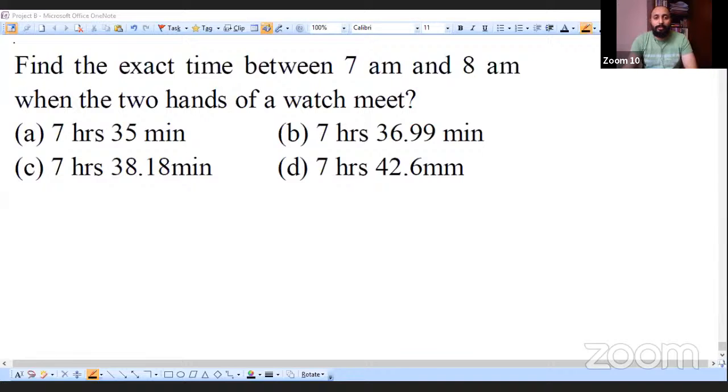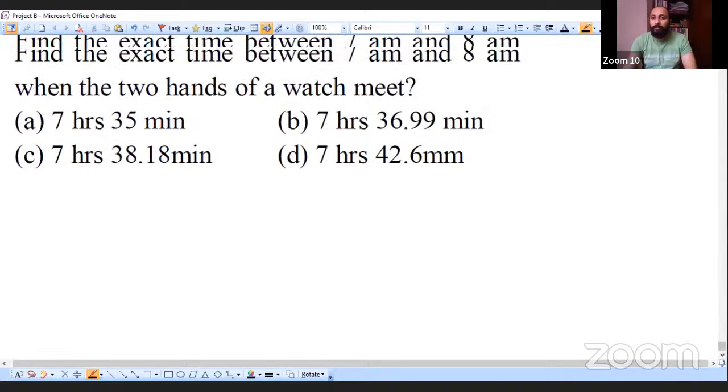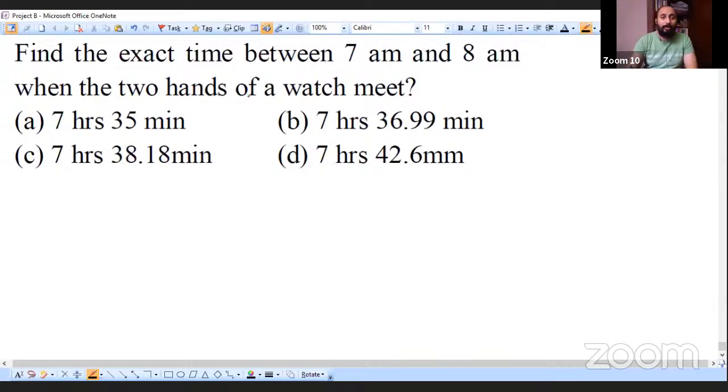How do we do this? By the same shortcut formula. That shortcut formula will be very helpful. Between 7 o'clock and 8 o'clock, how many minutes do we need to convert later? The two hands of a watch meet. Meet means the angle between them will be 0. I'm using the same thing.